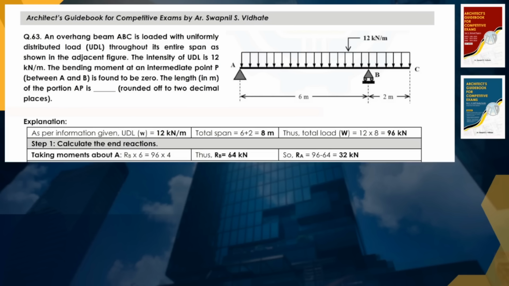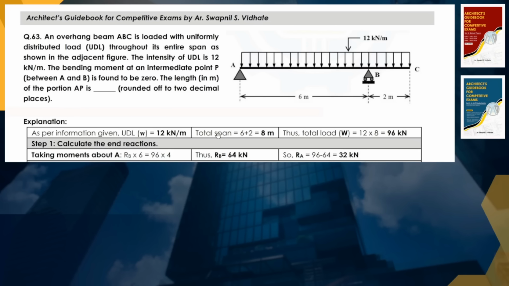So taking moments about A, RB into 6 equal to 96, we have just calculated total load as 96 kilonewton, multiplied by, what is the total span? 6 plus 2, it is 8. So half of that will be 4. So taking moments about A, RB into 6 will be equal to 96 into 4. So we will get the value of RB as 64 kilonewton. If RB is 64 kilonewton, you will find that RA will be equal to 96 minus 64. It will be 32 kilonewton.